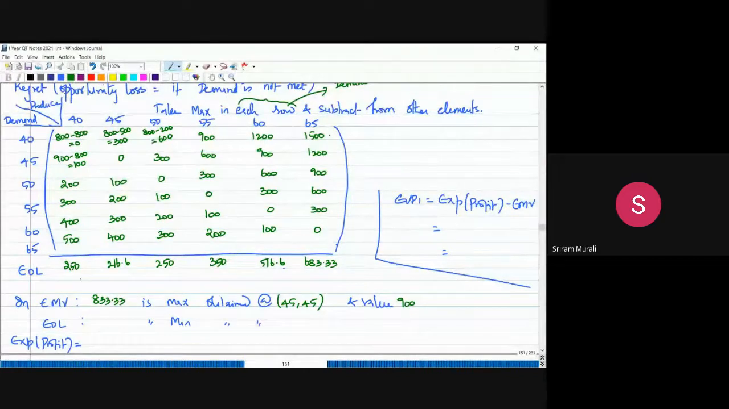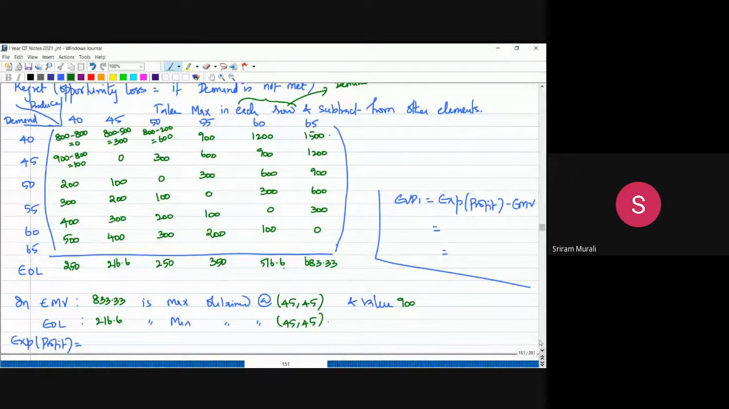Expected opportunity loss, that is 216. This is the minimum. In the loss, we have to take a minimum, that is 216.6. Obtained at 45.45, same.